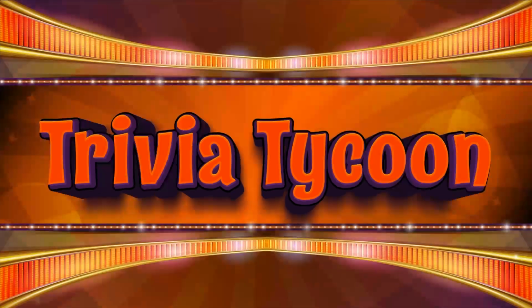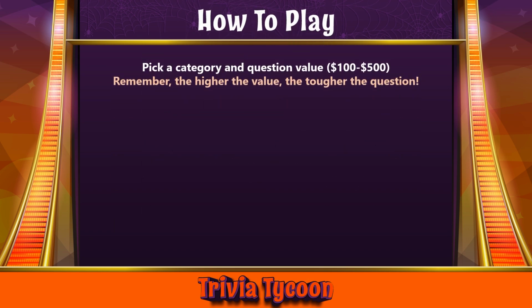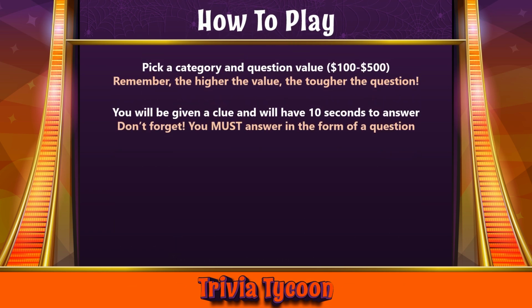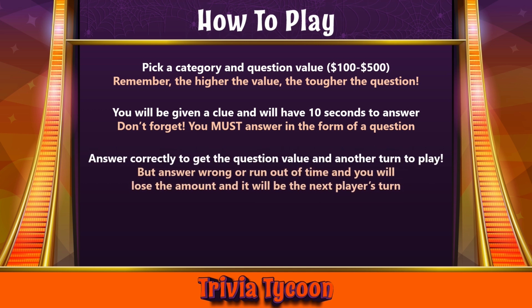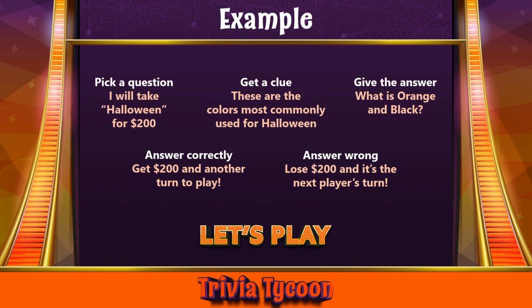There is a quick intro, and once you're at the main screen, click Play Game. The game starts with instructions on how to play. You will pick a category and question value and will then be given a clue with 10 seconds to answer it. Remember, the questions get tougher as the value goes up. If you answer correctly, you'll get the value of that question added to your score. If you answer wrong, the value will be subtracted from your score. The instructions also share an example to give players an idea of how the game is played.